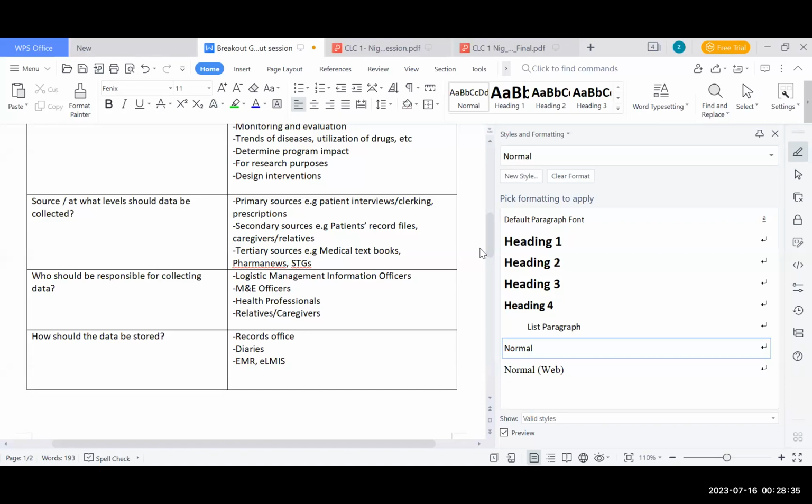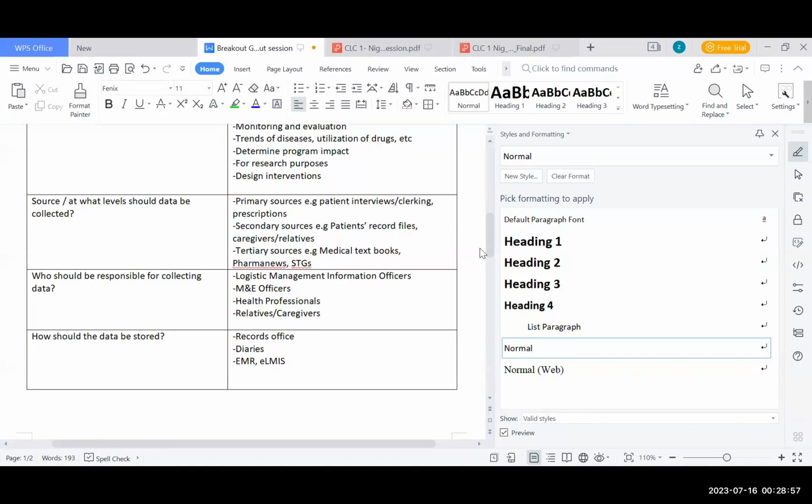For those that are responsible for collecting data, we identified 4 key personnel. This is not exhaustive, but these are what we were able to identify looking at time constraint. Logistics management information officers in our records department, monitoring and evaluation officers, health professionals, relatives, and caregivers.